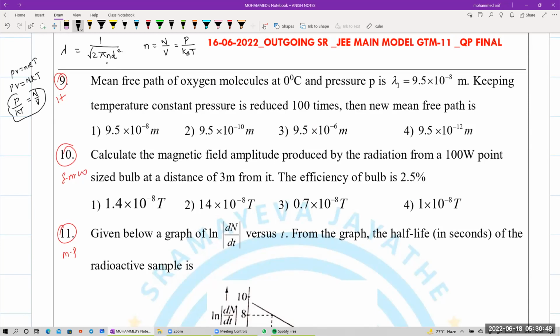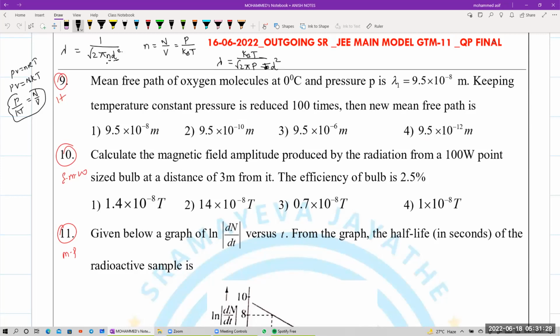So in terms of pressure, the mean free path lambda is equal to 1 divided by root 2 into pi, and the n value will be equal to P divided by Boltzmann's constant into T, and this will be d square here. So lambda equals k T divided by root 2 pi d square P.